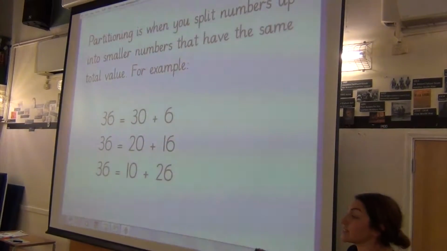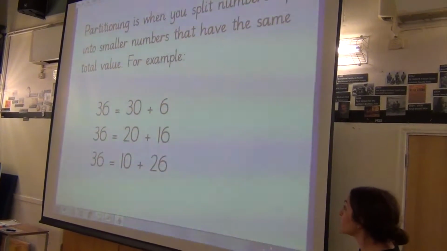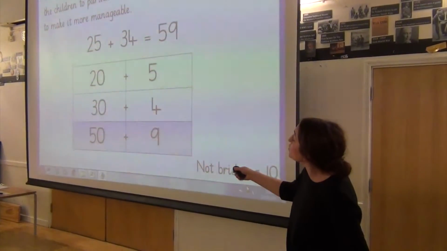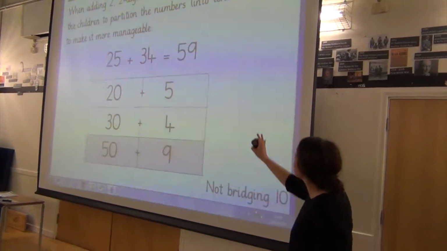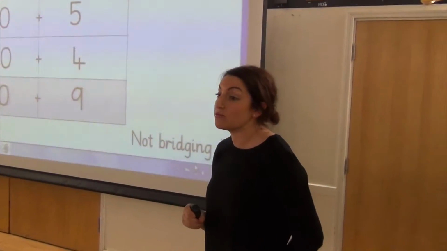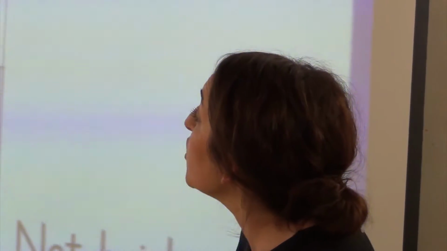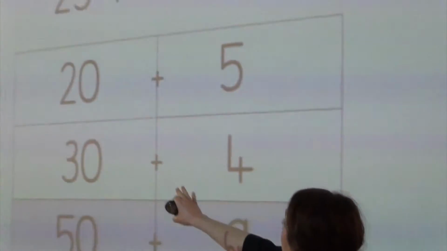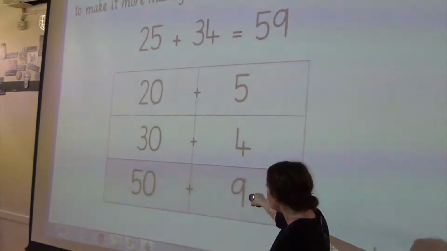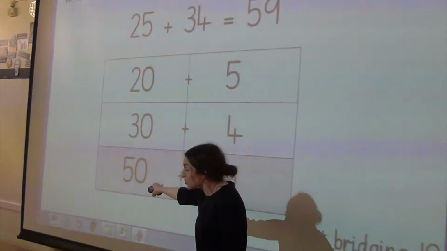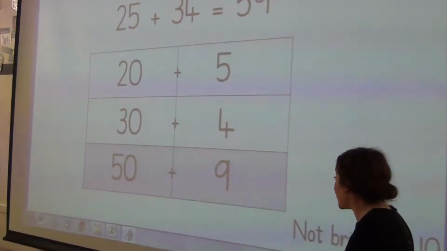So for example, it might be 36 equals 30 add 6, or it could be 20 add 16, or 10 add 26. But when we're asking them to add a 2-digit number and a 2-digit number together, we just want them in year 2 to partition them into tens and ones to make it more manageable for them. So if we have a look here at the calculation 25 add 34, we first of all partition 25, and you can see across the top here we've done 20 add 5, and then 34, 30 add 4. Then we ask them to add together the tens, which equal 50, and then the ones, which equal 9, and then we get them to add them back together again.